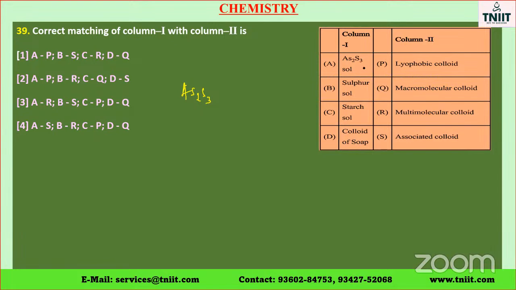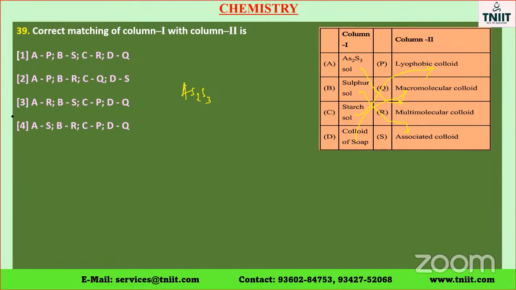So arsenic sulfide is a multi-molecular colloid. It's a colloid, molecules. Sulfur salt. Colloidal soap, we will come back. Colloids of soap is a macromolecular, soap-micelle formation. So it's a macromolecular colloid. So A and D we have learned. So sulfur salt we have. Now starch and sulfur. Sulfur is an associated colloid. Starch is a lyophobic colloid.